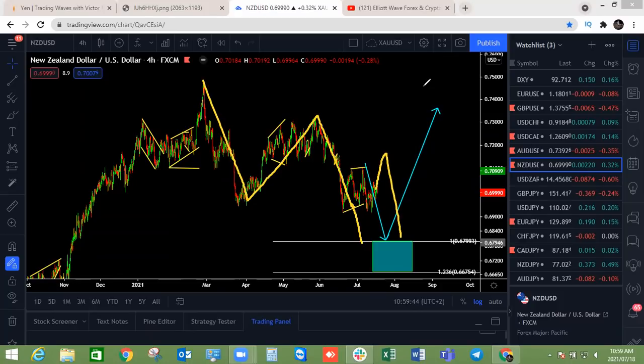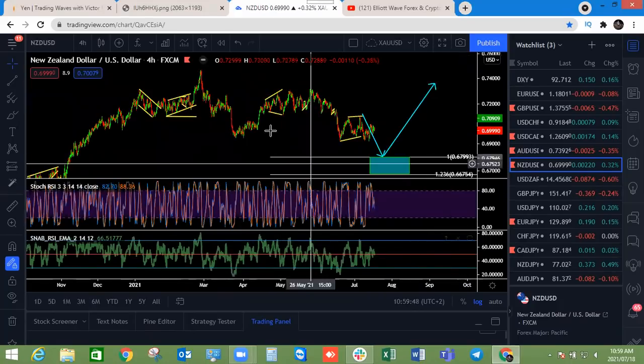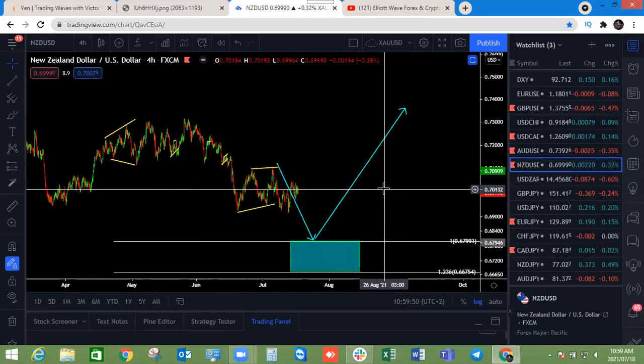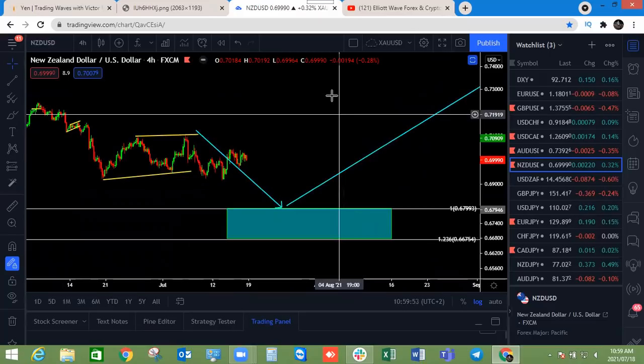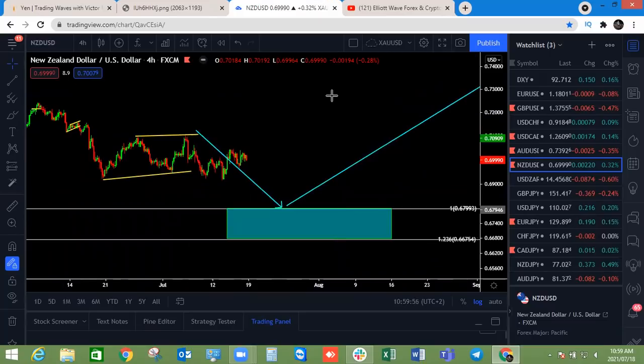And what we're going to be expecting for more in the next coming session. So in the next coming session, what we expect of New Zealand is continuation to the downside. So this could be the continuation that we're looking at here on New Zealand. This we expect continuation to the downside. So New Zealand should continue to drop in the next coming sessions.